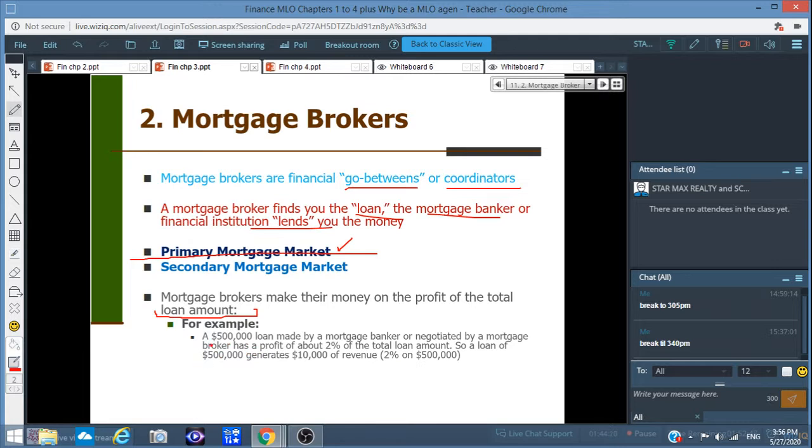So for a $500,000 loan, we make 2%. That's $10,000. Okay, and then you split that with the company, right? 80-20.